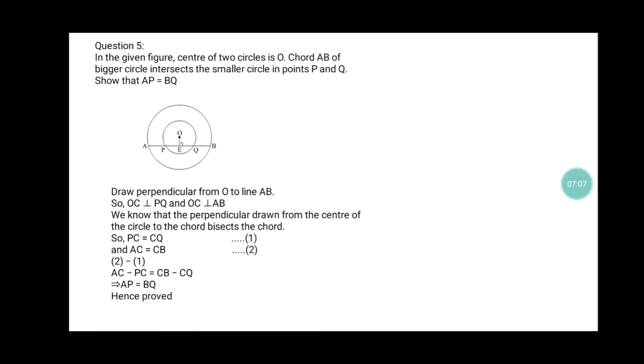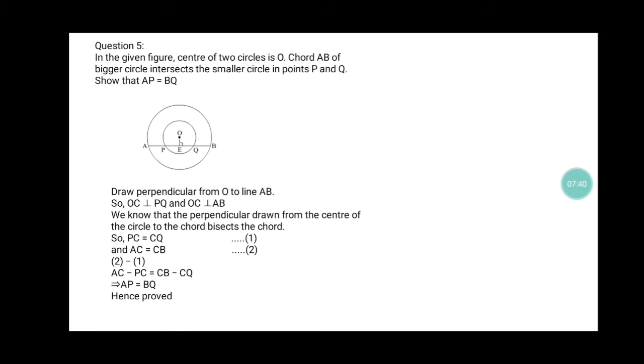In this problem, we have been given concentric circles, and we are supposed to prove that AP is equal to QB. This is the figure that we have drawn over here. What we have to do is draw the perpendicular to the chord AB. After drawing a perpendicular to the chord AB, it will be perpendicular to PQ also, the interior circle chord is PQ, and the exterior circle chord is AB.